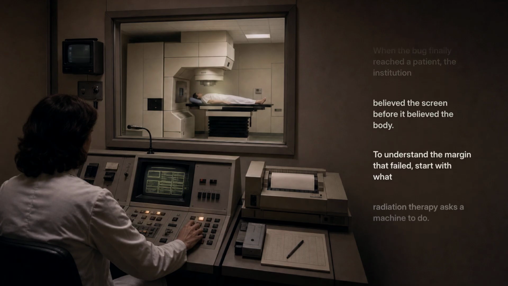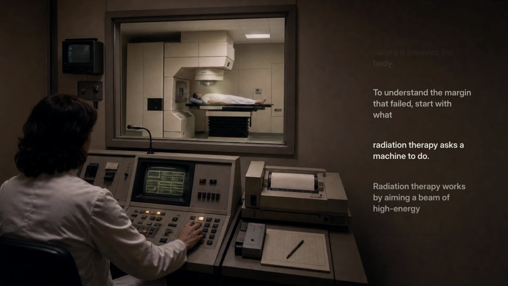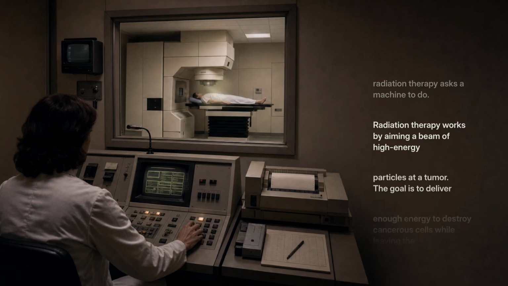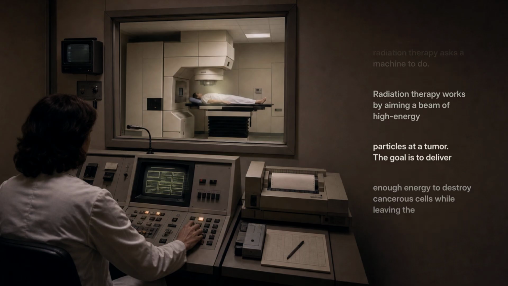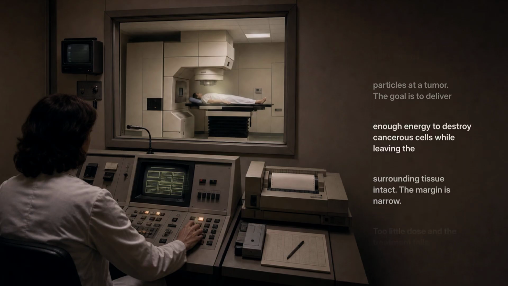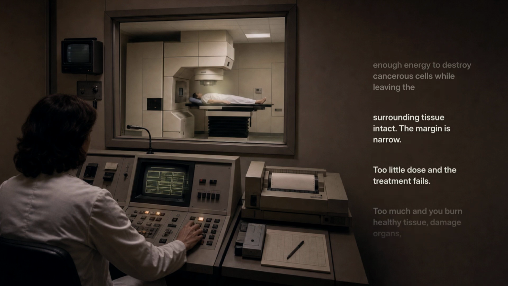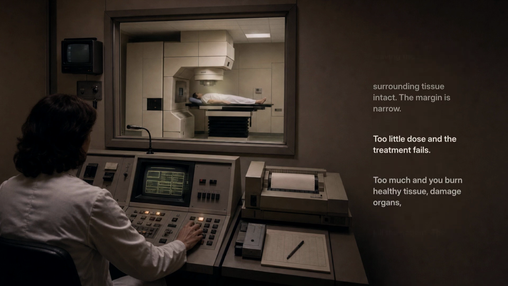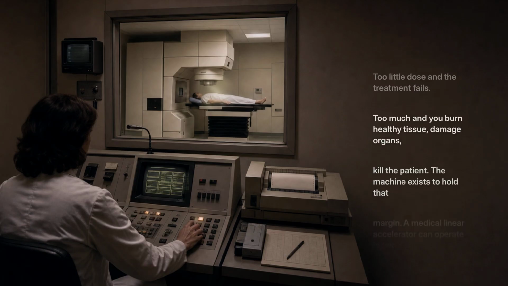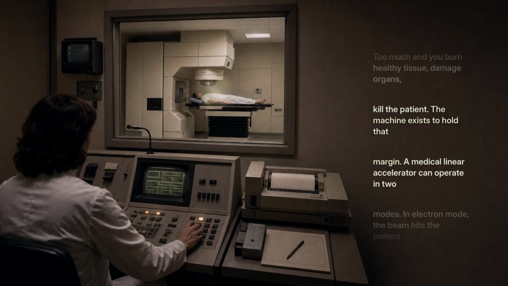To understand the margin that failed, start with what radiation therapy asks a machine to do. Radiation therapy works by aiming a beam of high-energy particles at a tumor. The goal is to deliver enough energy to destroy cancerous cells while leaving the surrounding tissue intact. The margin is narrow. Too little dose, and the treatment fails. Too much, and you burn healthy tissue. Damage organs, kill the patient. The machine exists to hold that margin.